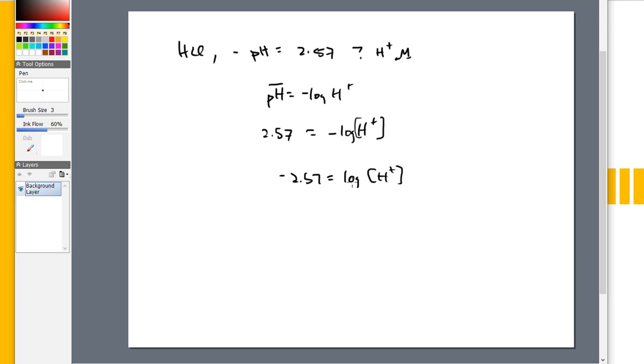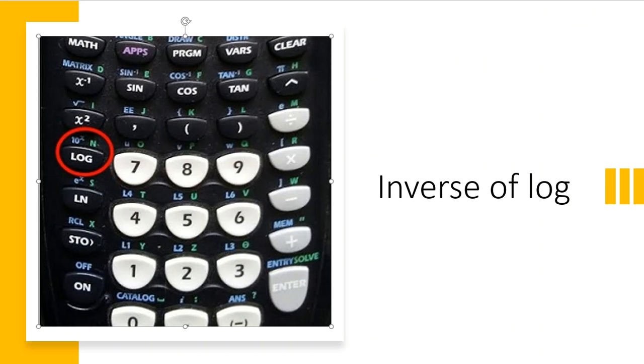So how do we get rid of the log? We do the opposite of it. If it was minus log, you would do the opposite of minus, which is add. If it was plus log, you would subtract. If it was times log, you would divide, right? If it was divide by log, you would multiply. That is how you solve all the algebra equations. You do the opposite function. Well, this is log. It's not just a simple function, but it's on your calculator.